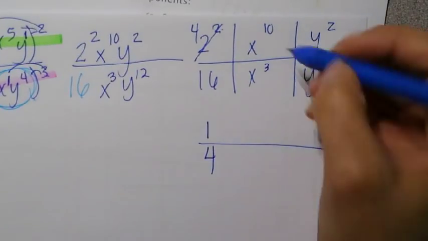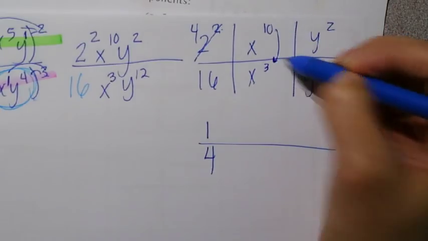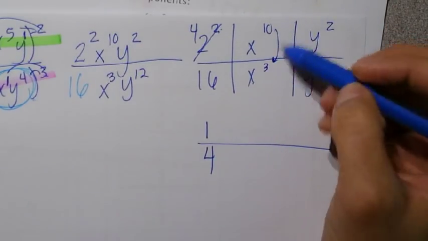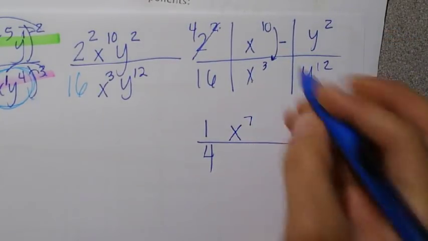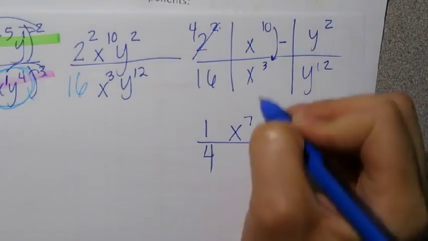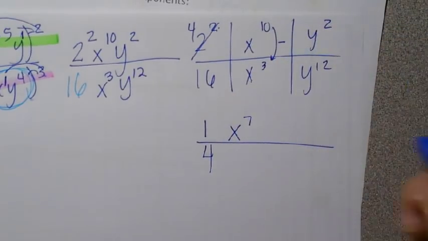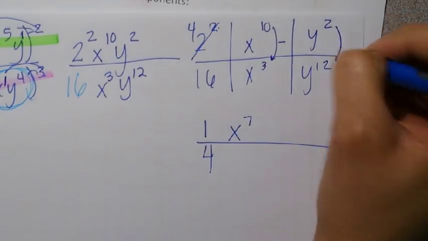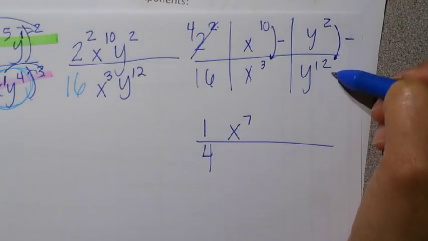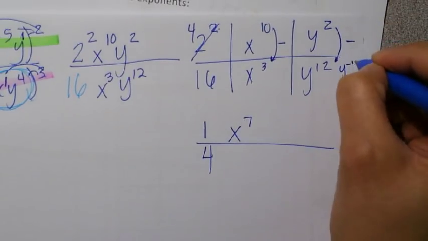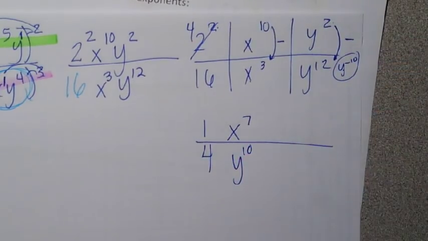Okay? Here when we are dividing powers with the same base, we subtract the powers. So 10 minus 3 will give me 7. You can also write 10 x's on the top and 3 on the bottom and cancel and then count how many you have left over. Right here you do this. Subtract the powers or the exponents. So 2 minus 12 will give me negative 10. So I will get y to the negative 10 over here, but I don't like negative, so I'll write it on the bottom so it becomes a positive.